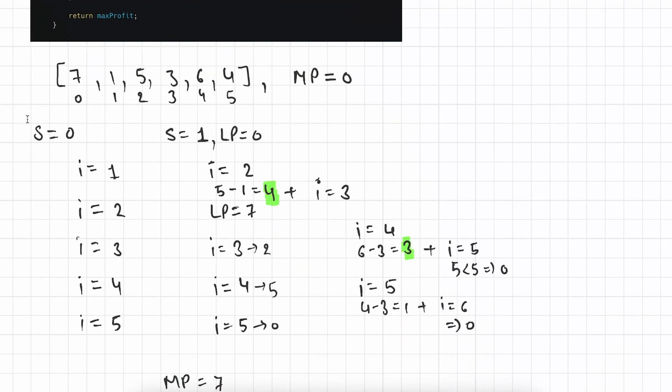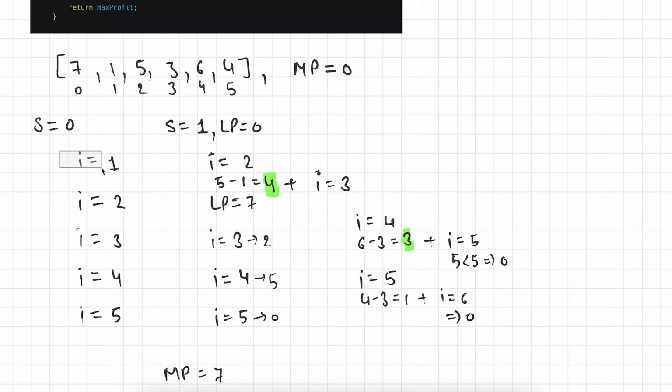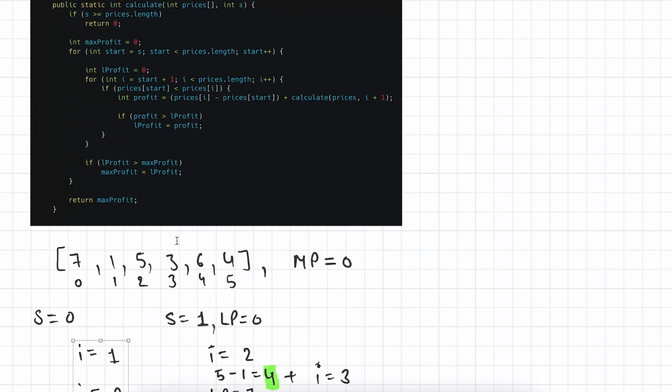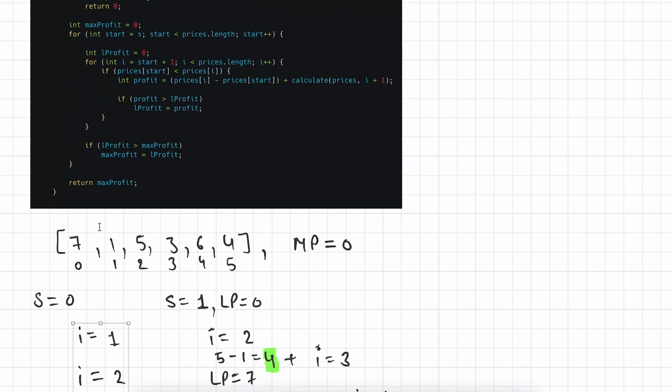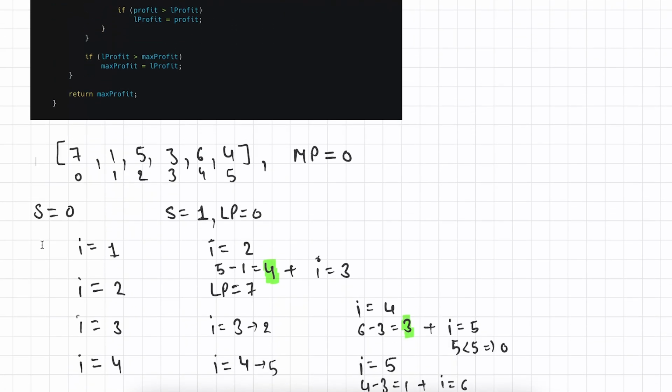We call this function with s equal to 0, meaning day 0, and it checks for all the days: day 1, day 2, day 3, day 4 and day 5. It won't satisfy the condition that price of start is less than price of I, because here you can see that all prices are lower than 7. So it just ignores all the cases.